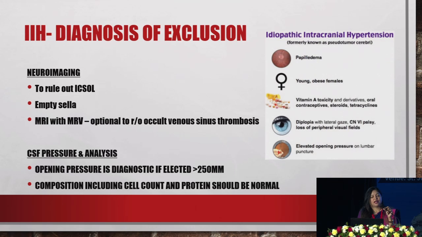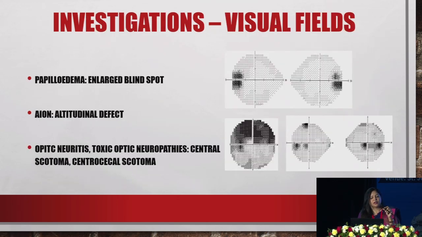IIH is a disease which has to be ruled out by doing neuroimaging and CSF analysis and all sorts of investigations. You don't find anything except papilledema, and you have an elevated opening pressure of the CSF. So it is most characteristically seen in obese young females. And investigations, usually you do them, not that they will help in diagnosis, but definitely in some conditions like AON, you have a typical altitudinal defect. Papilledema usually has an enlarged blind spot. In other optic neuritis, of course, central and centrocecal scotoma.